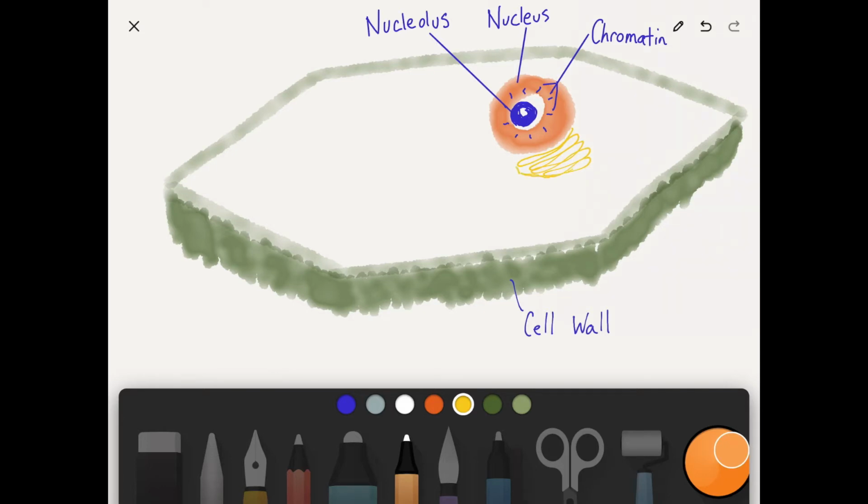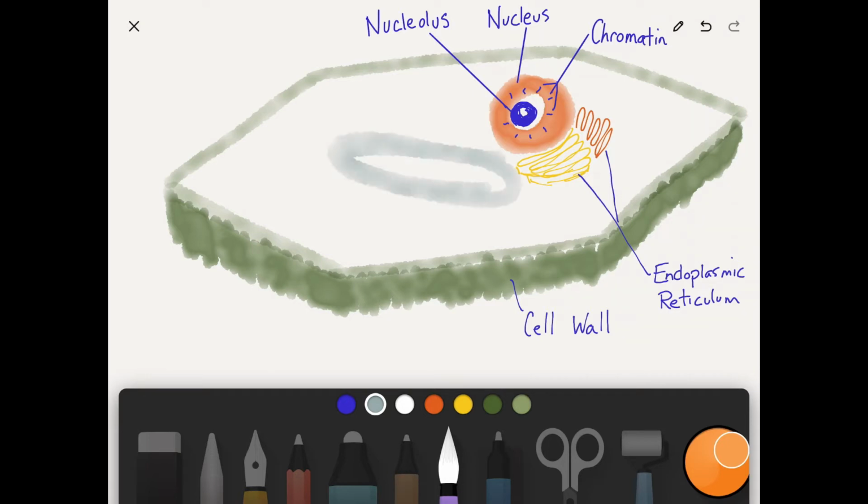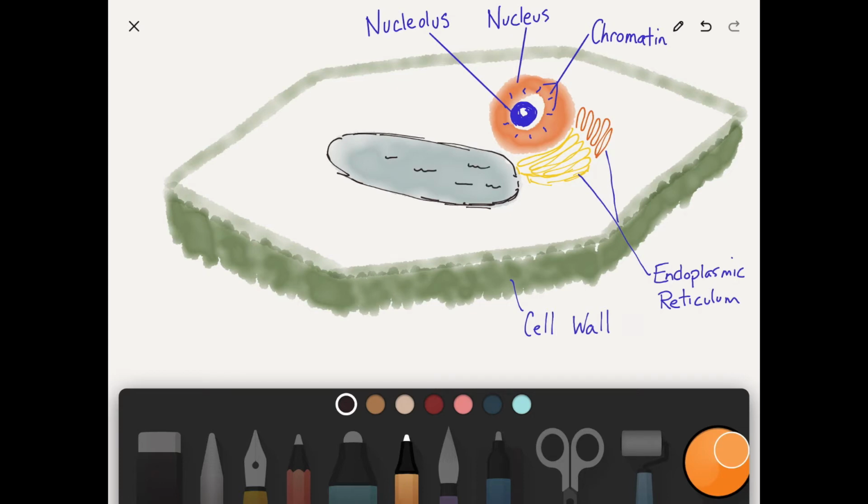Okay. Now, next to the nucleus, there are two types of material. The yellow is the rough endoplasmic reticulum, and the red is the smooth endoplasmic reticulum. You just need to know that it's the endoplasmic reticulum, and we could call it the ER. Basically, it's like a transport system. It moves proteins and ribosomes to other parts of the cell. Think of it kind of like the circulatory system.